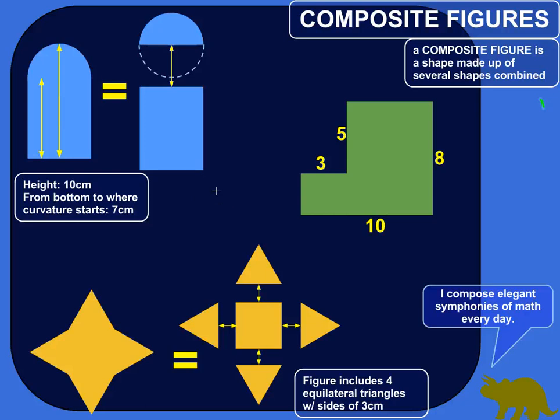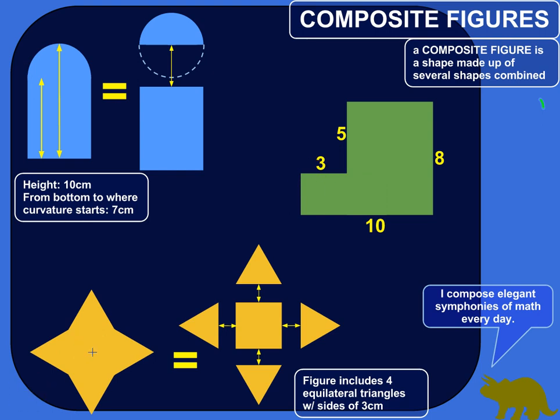I think this one's going to be fun. We're going to find the area of three composite figures. And a composite figure is a shape that's just a combination of other shapes. And so we're going to look at this trash can looking thing, this kind of, I don't know, square boot maybe, and this ninja star.